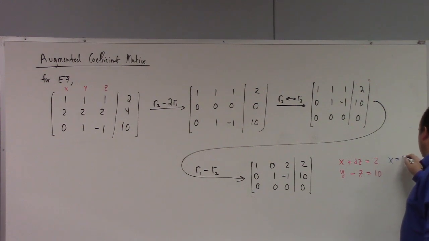x is equal to 2 minus 2z. y is equal to 10 plus z. And z is equal to z. Isn't that what we found?